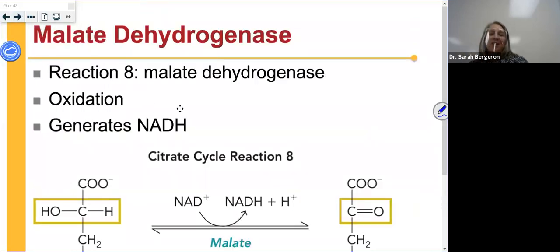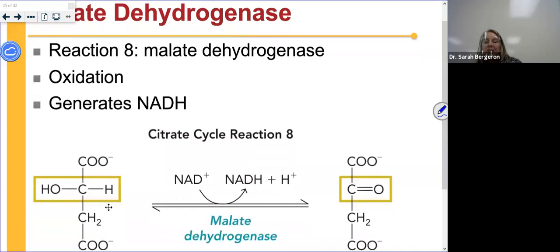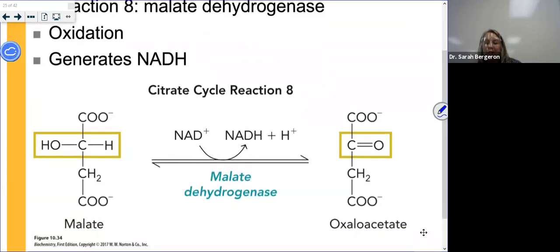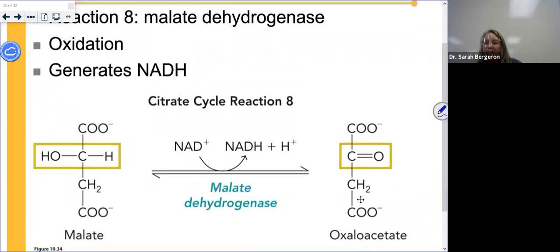All right, so we're almost there. Last one, malate dehydrogenase. And this is our last oxidation. We're going to oxidize the hydroxyl group of malate. We're going to remove a hydrogen here, and remove our hydrogen here, and transfer those hydrogens to NAD. Then we'll have an extra hydrogen ion, and we'll end up with a carbon double bonded to an oxygen. And what is this molecule? Oxaloacetate. And this was the first substrate.